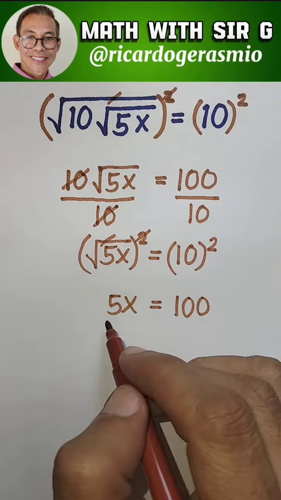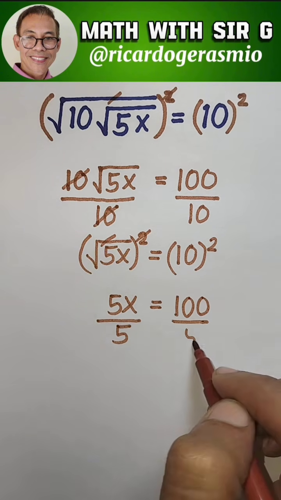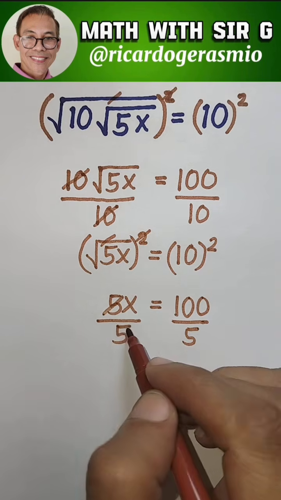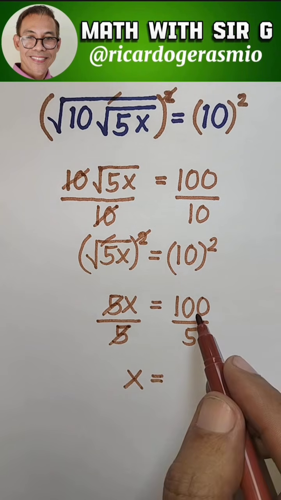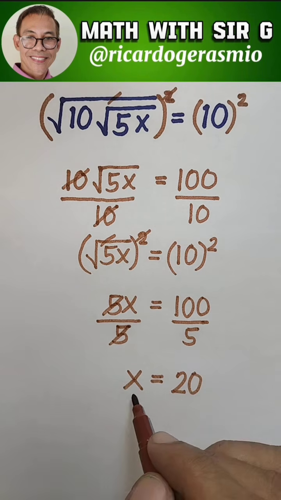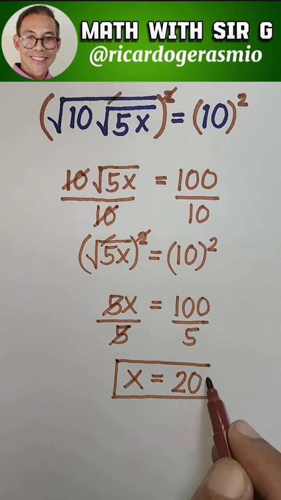The next, guys, is let's divide both sides by 5. Divide 5 here. So 5 divided by 5 is 1, so cancel out this and we will have x. And then 100 divided by 5 is 20. So the value of x is 20. This is our final answer.